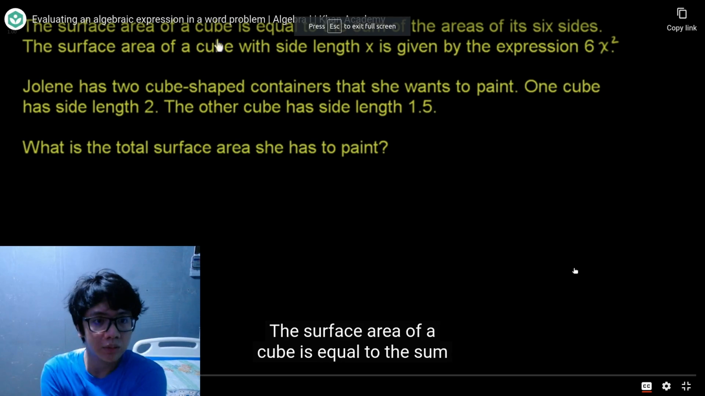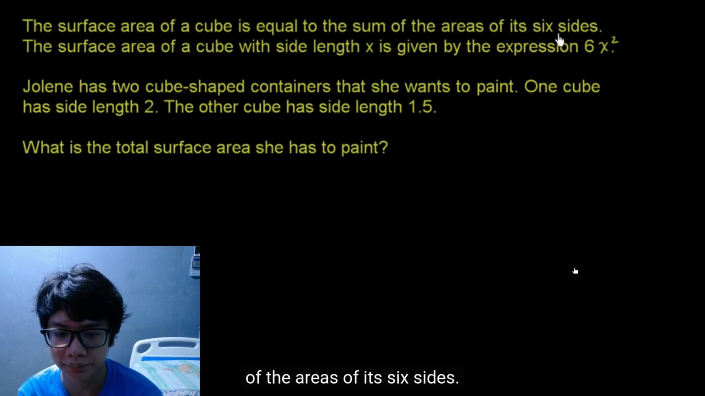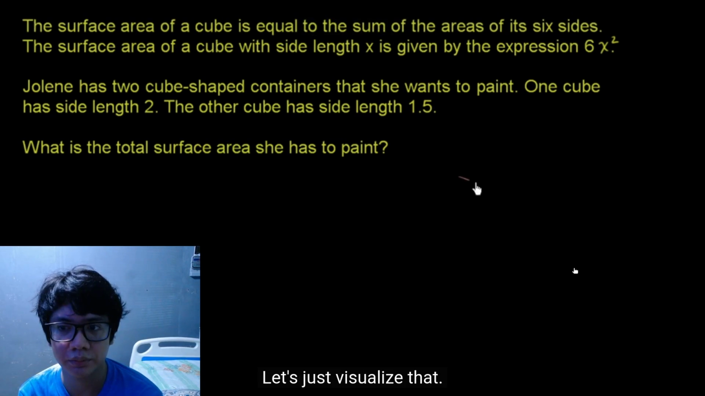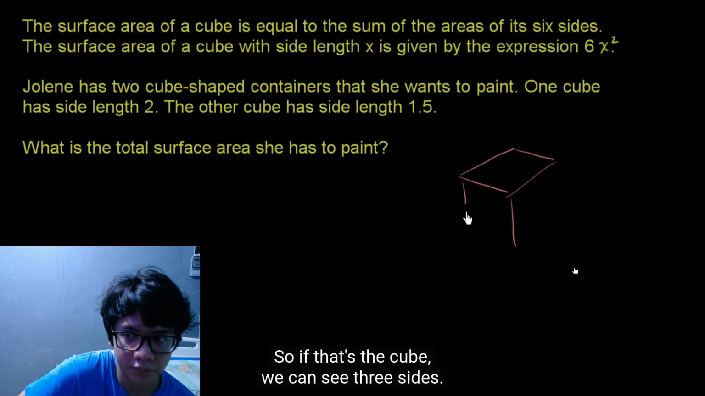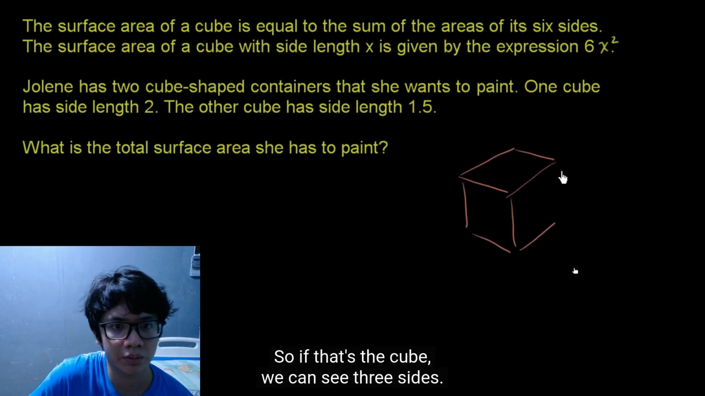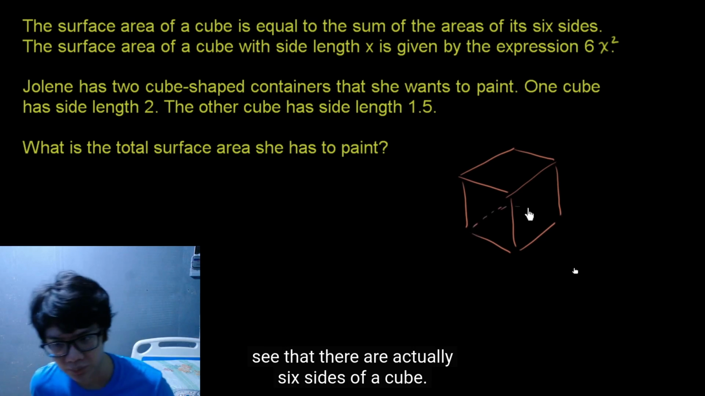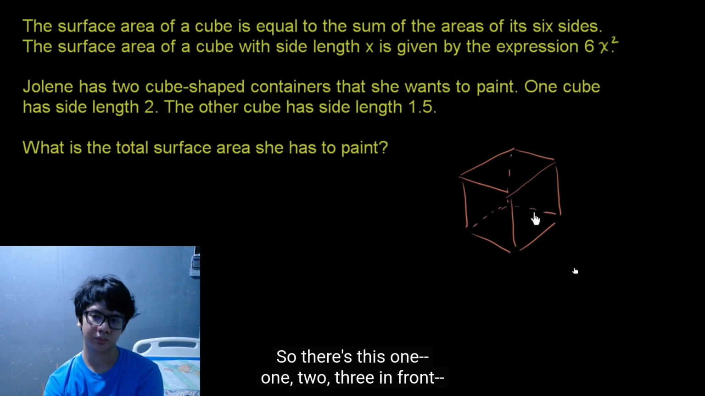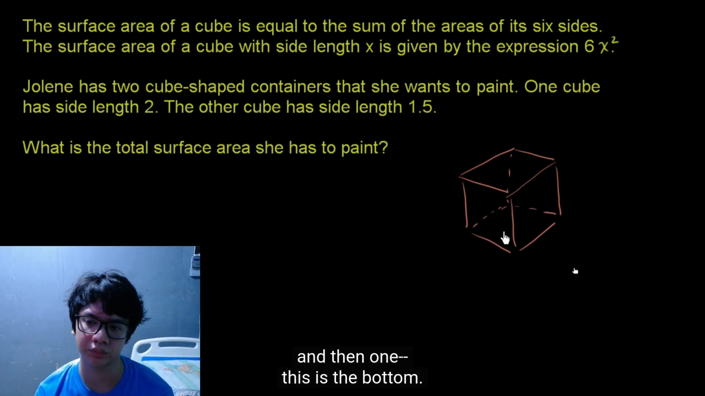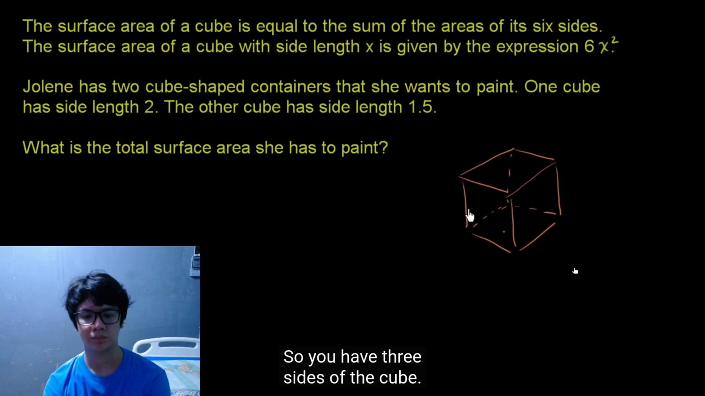The surface area of a cube is equal to the sum of the areas of its 6 sides. Let's just visualize that. I like to visualize things. So if that's the cube, we can see 3 sides facing us. But if it was transparent, we see that there are actually 6 sides of a cube. So there's this one, 1, 2, 3 in front, and then this is the bottom, this is in the back, and this is also in the back.